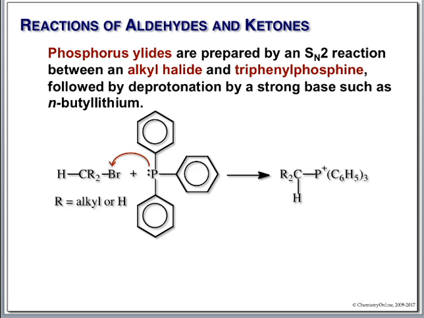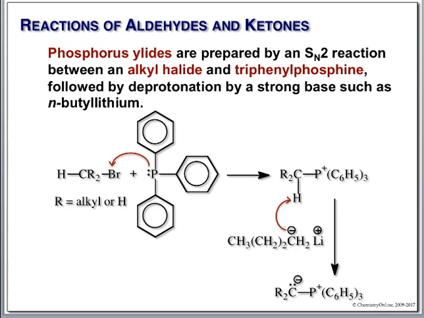In order to make the ylide, we have to pull this hydrogen off. But because it's next to the positive phosphorus, it's fairly acidic. Typically, this is done using what's known as n-butyllithium. Again, this is an alkyllithium. It behaves like a carbanion, so it's really, really basic. And it'll just rip this hydrogen off, and when it does, you make your ylide. Very, very nice, sweet reaction.